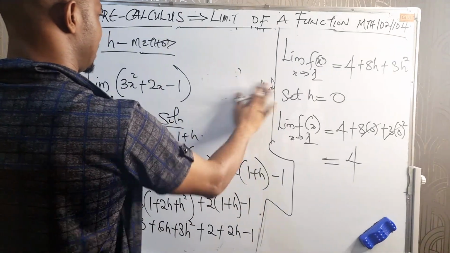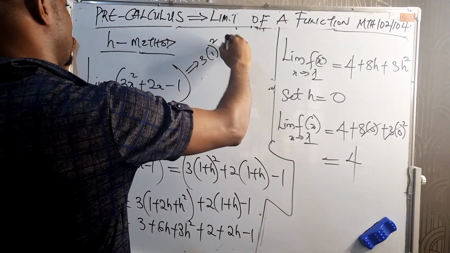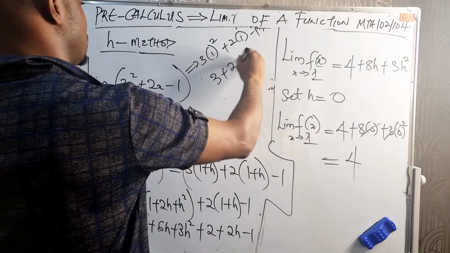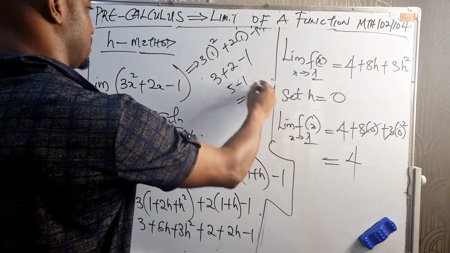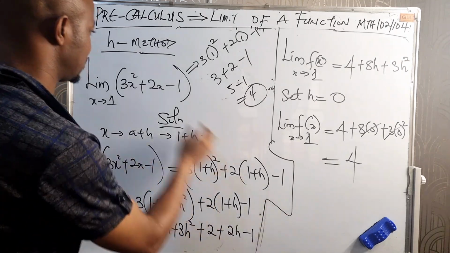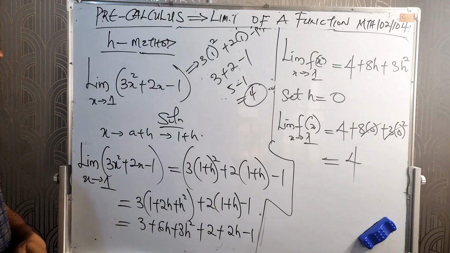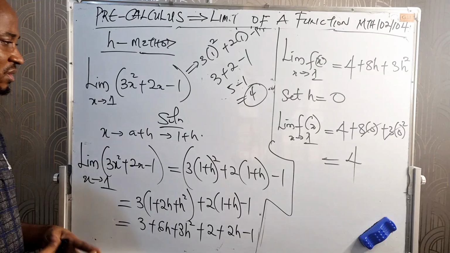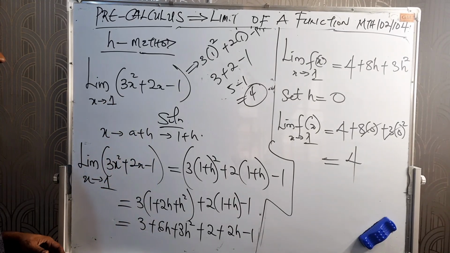By the time we substitute directly, let's see what will be the answer. We have 3 times 1 squared plus 2 times 1 minus 1, right? This is 3 plus 2 minus 1. 3 plus 2 is 5, minus 1, right? The answer is still 4. Exactly. So for those of you who attend UNN, you don't need to go through this process. Just do direct substitution. Like I told you, for a polynomial function, we can do direct substitution. Because I'm teaching, for those of you who attend IMSU, they might tell you to use the h method. It means you have to replace your x with 1 plus h. Am I communicating? Just like that.